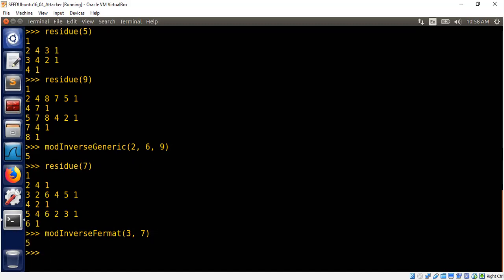So the answer is 5. 3 times 5 is 15, and 15 mod 7 is 1. As you can see, we can compute the inverse very easily using the theorem that I mentioned on the whiteboard. Let's go back to the whiteboard and do a quick proof.